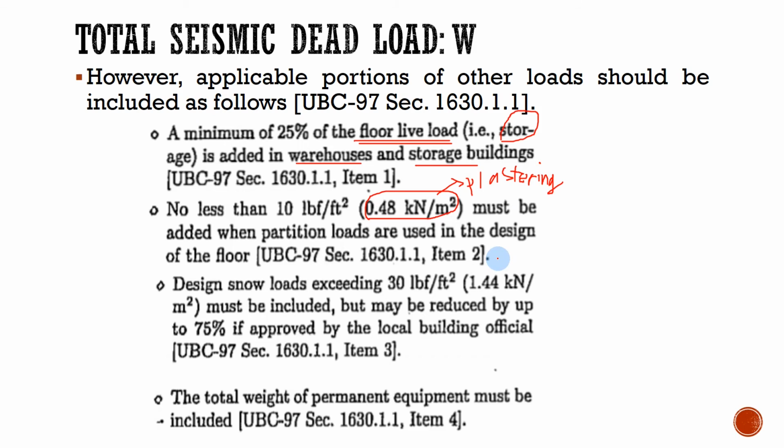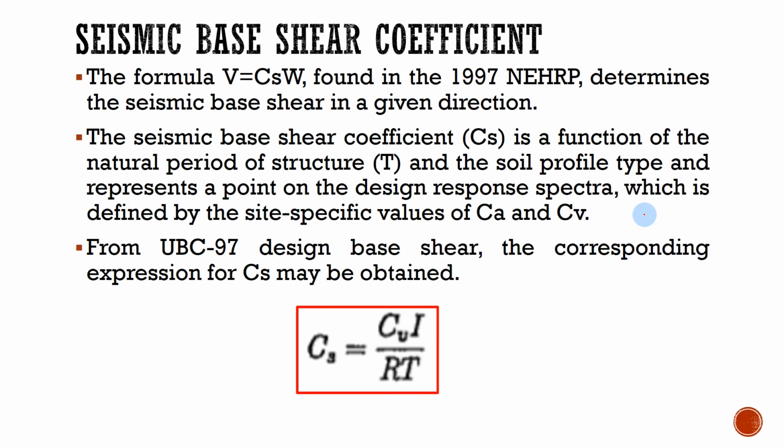So design snow loads exceeding 30 pound force per square foot or 1.44 kilonewton per square meter must be included, but may be reduced by up to 75% if approved by the local building official. So I think delicate na concern ani, since we do not consider snow loads here. So the total weight of permanent equipment must be included. Okay, so mga permanently attached na mga butang sa imuang structure. So you have to consider that. Okay, so that is all for the seismic dead load.